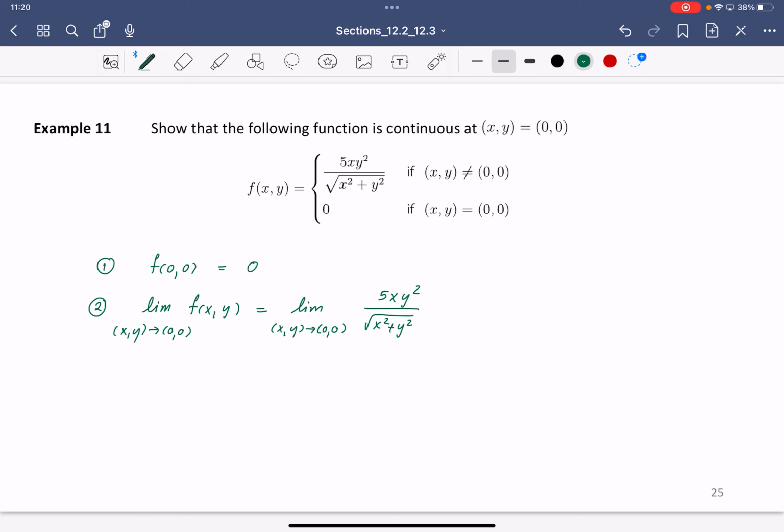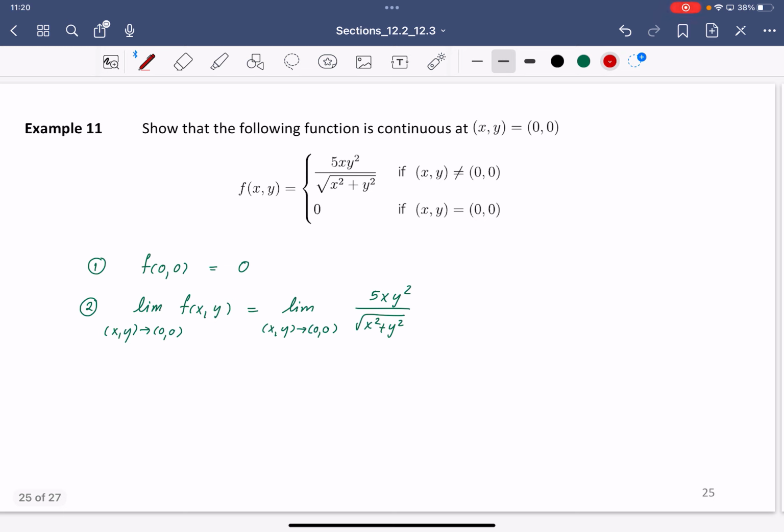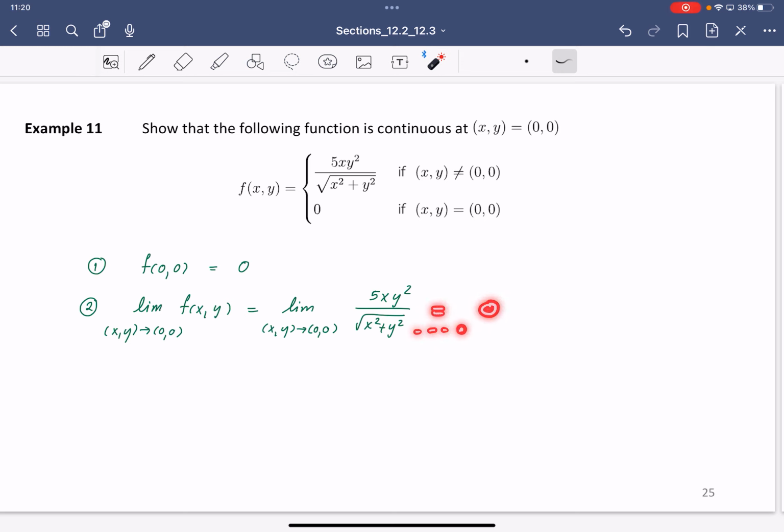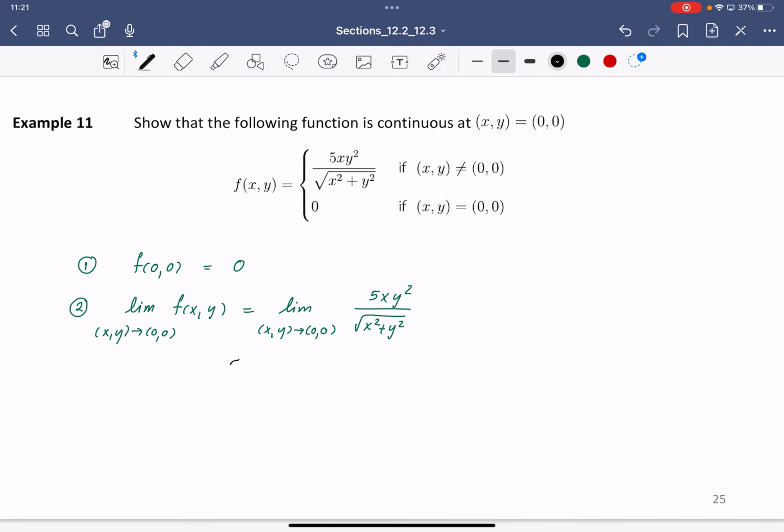Yeah, you can do squeeze theorem because the question said that you want to show that the function is continuous. So it means number 1 and number 2 must be equal to each other. So you expect that this is going to be 0, but how would you show it? Because it's going to be the same, right? So we're going to split 5xy into 2 pieces.